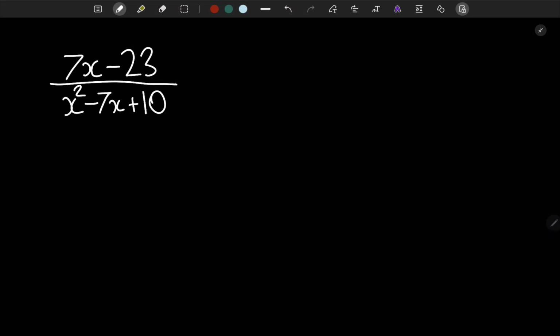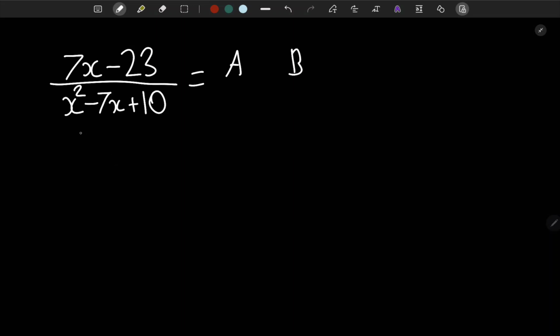So here, the first thing that we want to look for is the highest power in the denominator. The highest power of x here is 2. What 2 means is that we have two unknowns, which are going to be a and b.